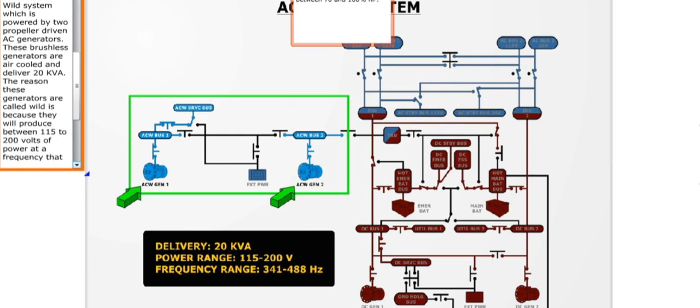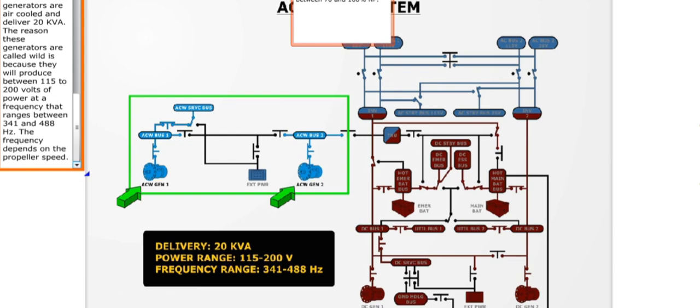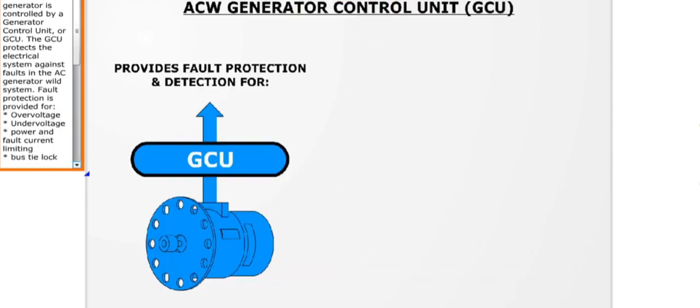The reason these generators are called Wild is because they will produce between 115 to 200 volts of power at a frequency that ranges between 341 and 488 Hz. The frequency depends on the propeller speed. Each AC Wild generator is controlled by a Generator Control Unit, or GCU. The GCU protects the electrical system against faults in the AC generator Wild system.